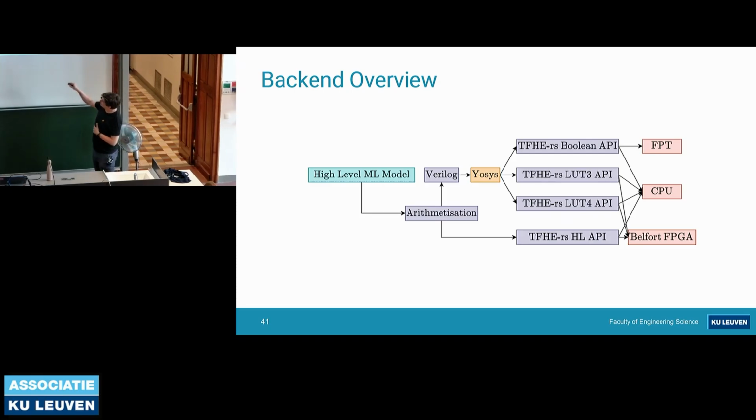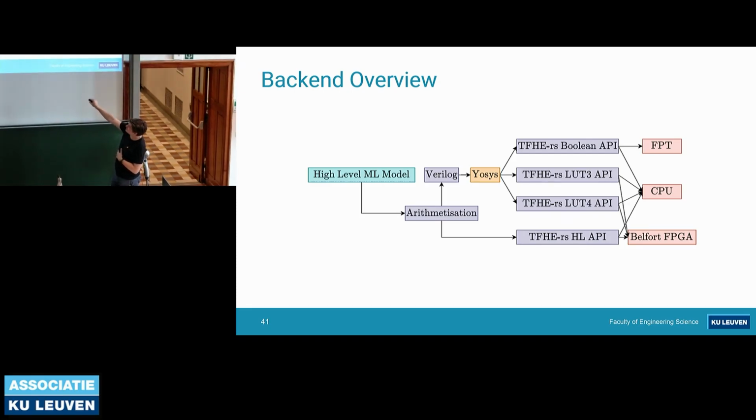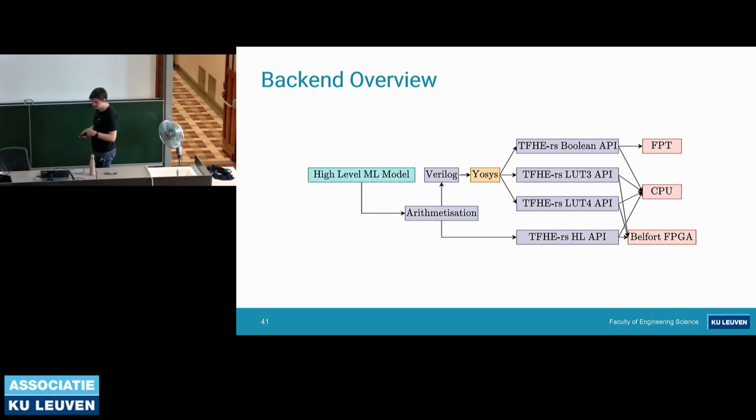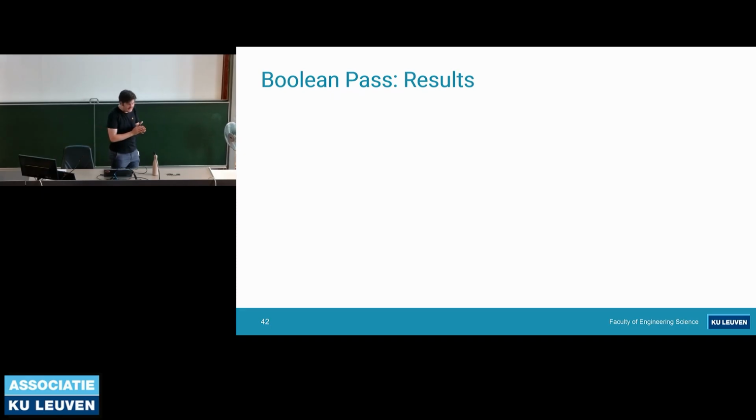So to give you a small overview, if we have our high-level model, we will do arithmetization anyhow, but we can put it in Verilog into Yosys, and then we can determine, oh, are we going to target the Boolean API? Are we going to target the LUT3, LUT4 API? The Boolean API is executed on FPT. The LUT3, LUT4, and HL API will be executed on the Belfort extended version of it all.